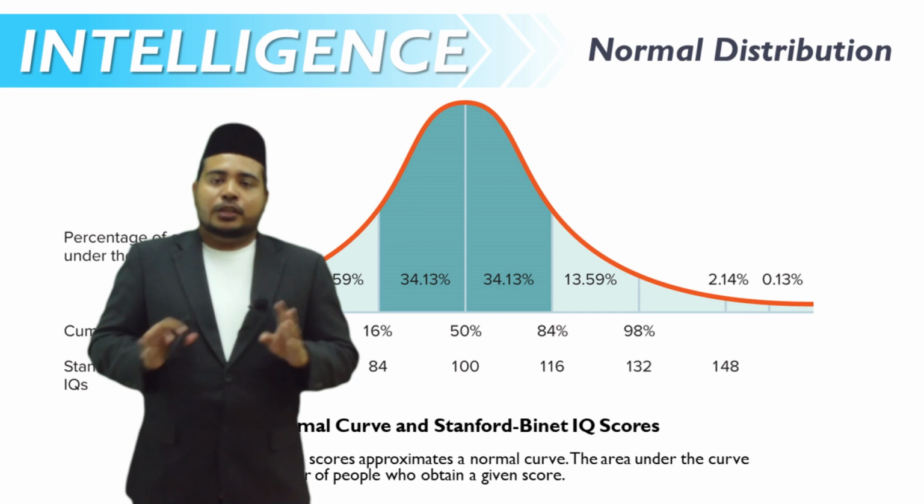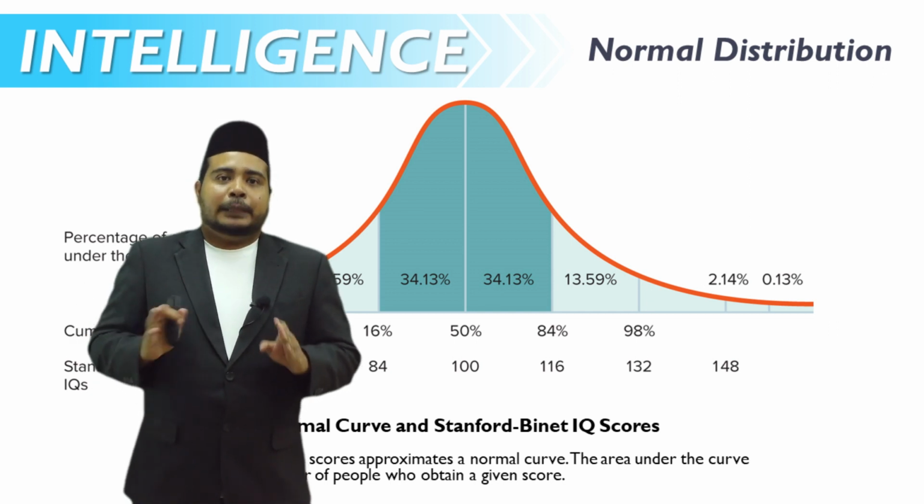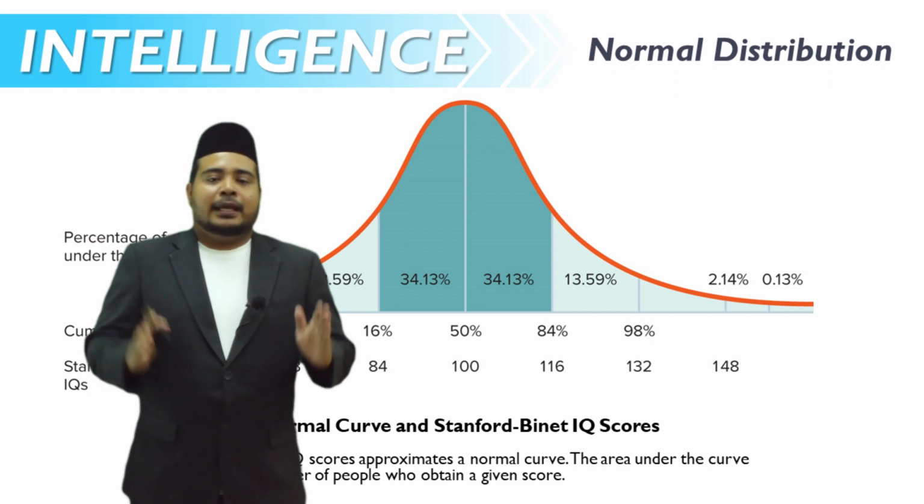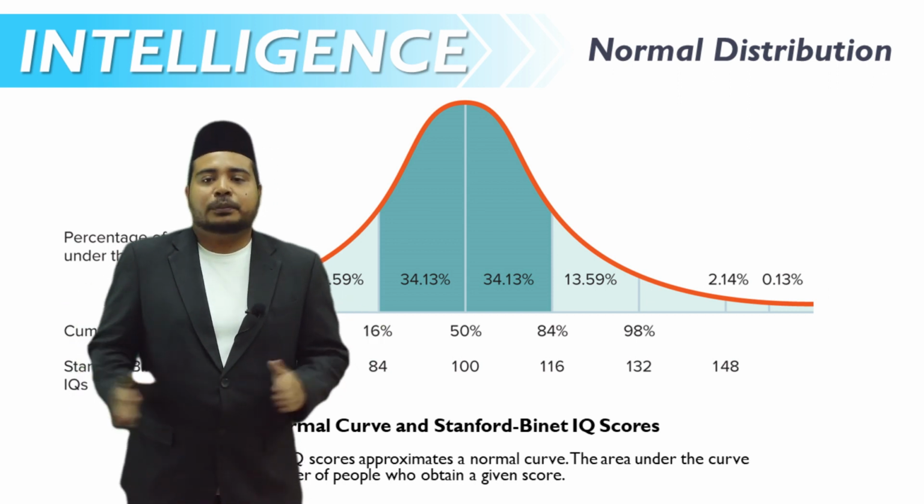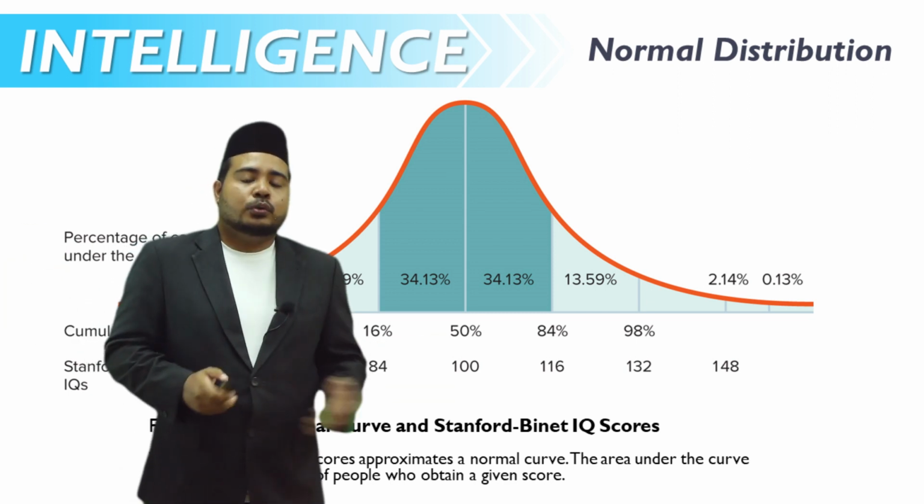This graph shows how normal distributions are depicted when we are able to develop a normal distribution. Okay, for example, here the 50% is 100 IQ. So most people will fall just below or above 50%, and very few, only 0.13% of people, will get a very high score or a very low score.